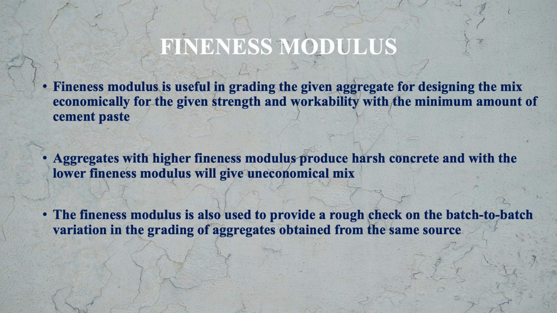The fineness modulus is useful in grading the given aggregate for designing the mix economically for the given strength and workability with the minimum amount of cement paste. So this is its importance or use, you can say. Aggregates with a higher fineness modulus produce harsh concrete, and a lower fineness modulus will give you an uneconomical mix. The fineness modulus is also used to provide a rough check on the batch to batch variation in the grading of aggregates obtained from the same source.